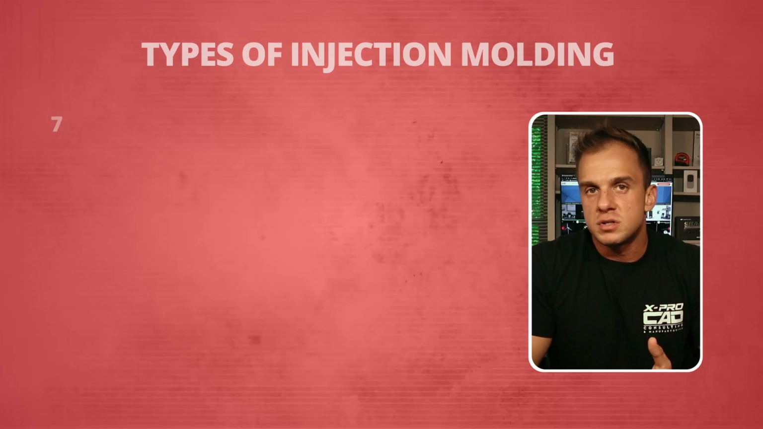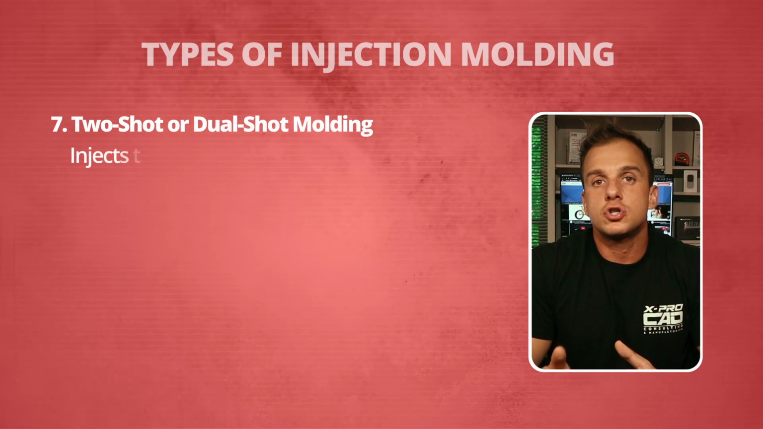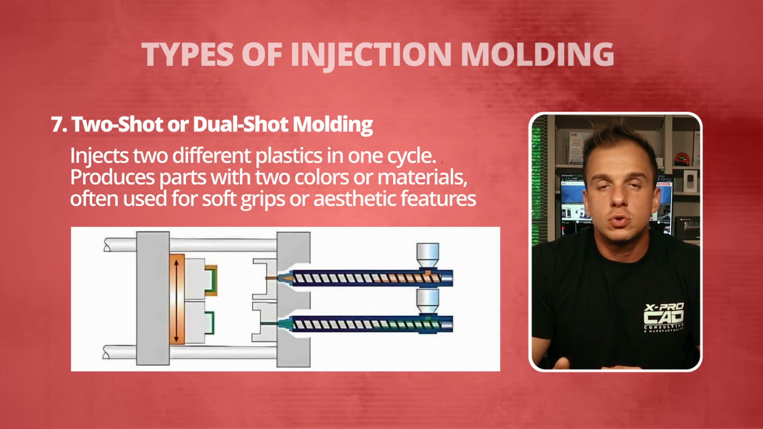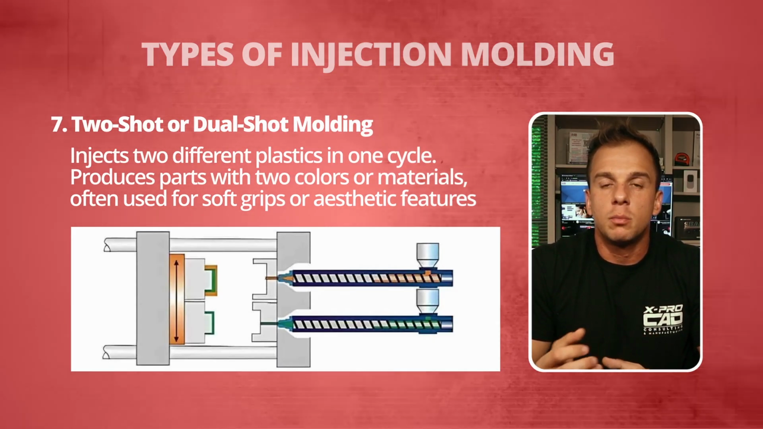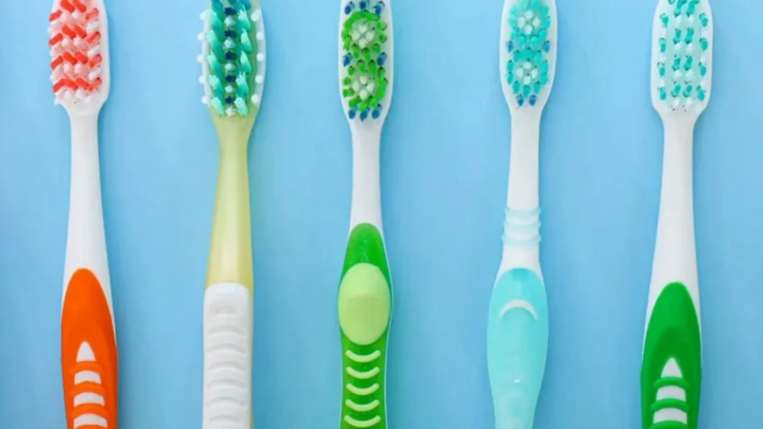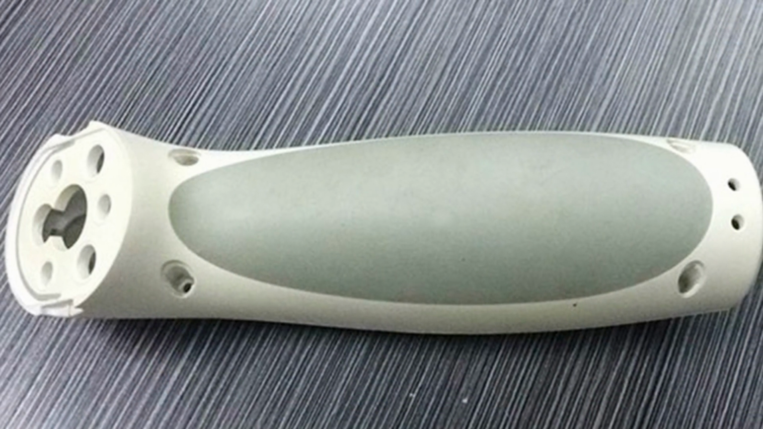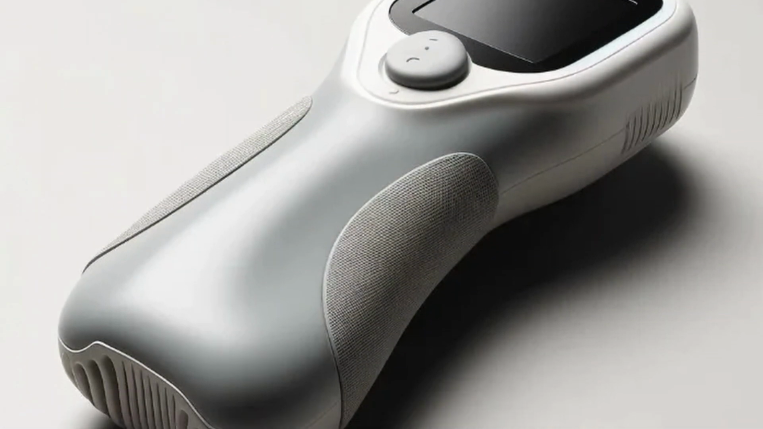The next one, number 7, is two-shot or dual-shot molding. Two-shot molding injects two different plastics in one cycle, creating a single part with multiple materials and colors. This is very often used in toothbrushes again, automotive switches, or consumer products that require both aesthetics and functionality, like a soft touch on a rigid body.